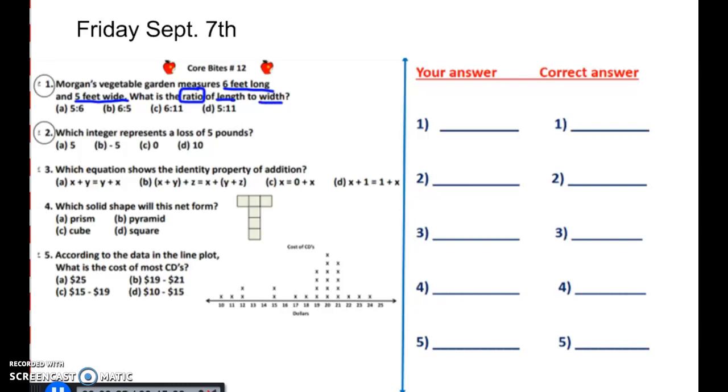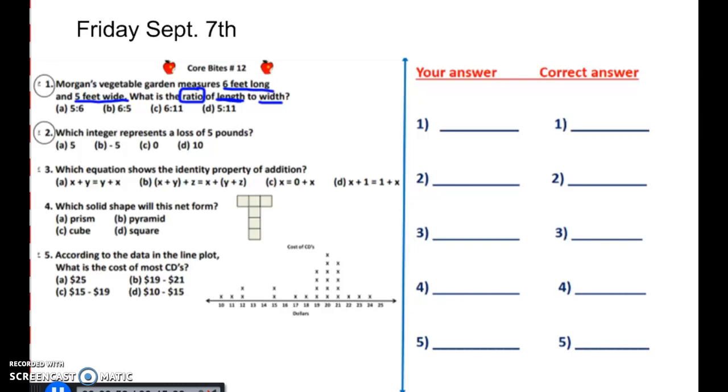Now, whatever is mentioned first right here in the question must be written first in your ratio. So, what is the ratio of the length to the width? So you're going to pause your video and choose the answer that shows the length being compared to the width. Pause your video and answer number 1.